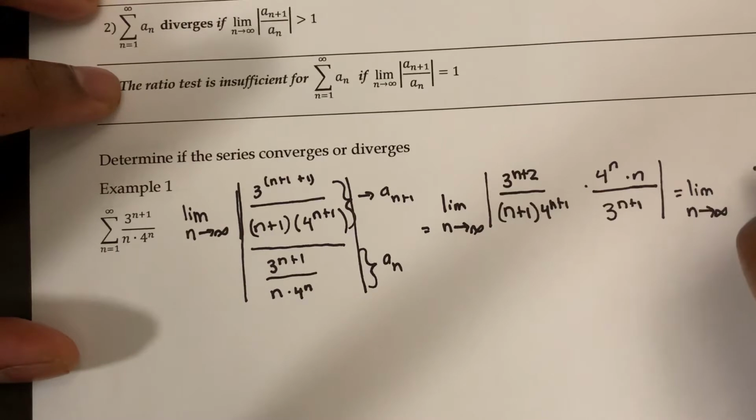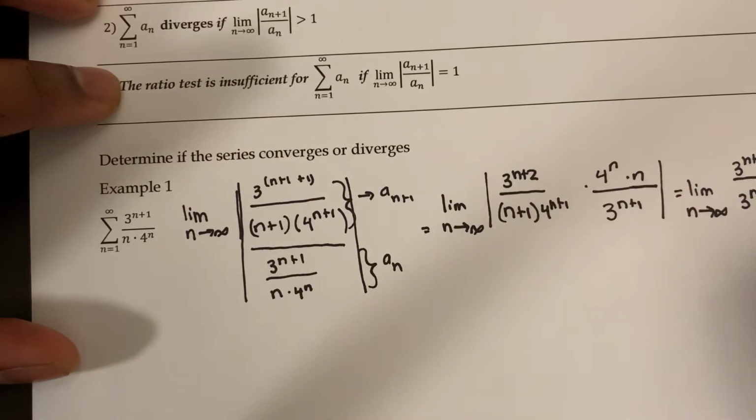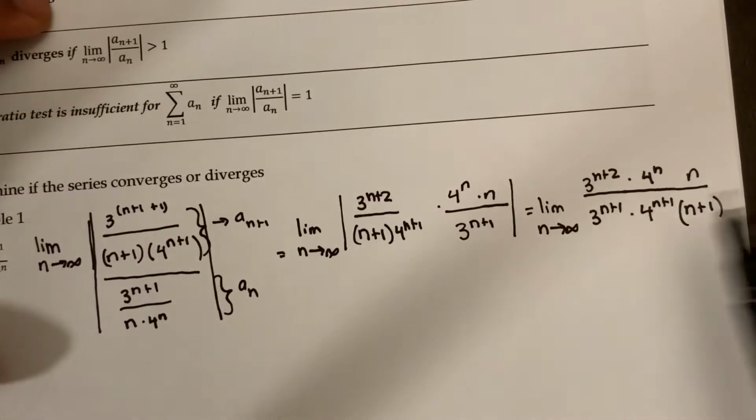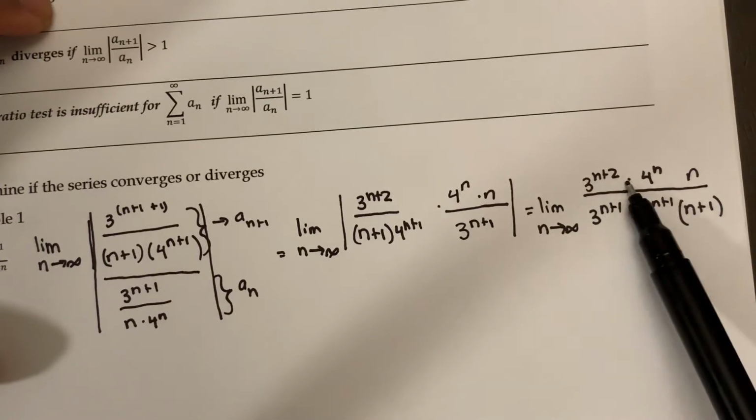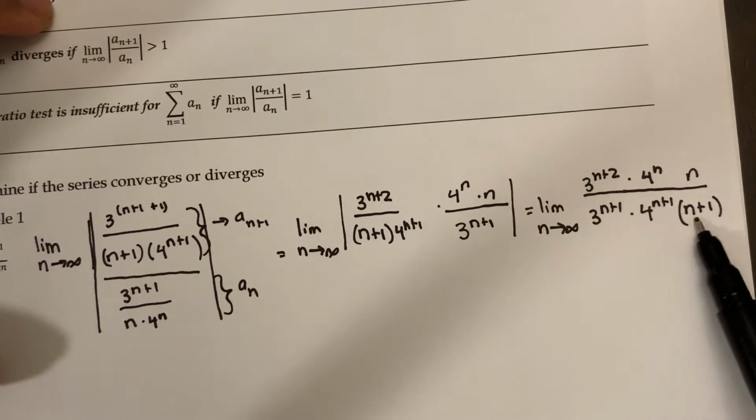So that means that we need to have the 3 to the n plus 2 over 3 to the n plus 1. We're going to group the 4 to the n's. So now we have 4 to the n, and we're going to extend our fraction, 4 to the n plus 1, and then we have n over n plus 1, and we'll put that in parentheses. I'm sorry, this is out of frame, excuse me. So we have 3 to the n plus 2 times 4 to the n times n over 3 to the n plus 1 times 4 to the n plus 1 times n plus 1.